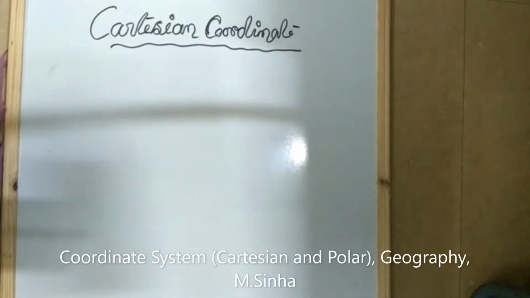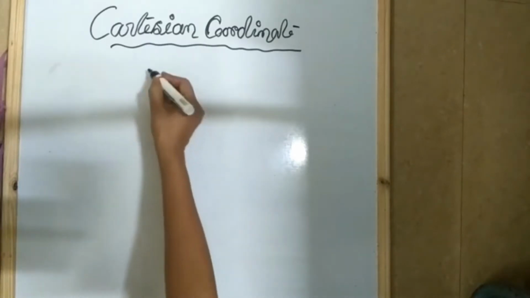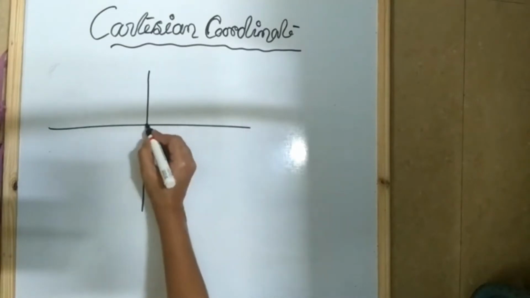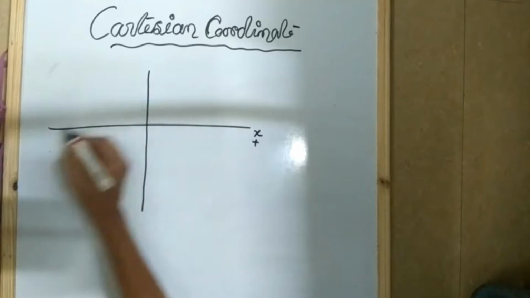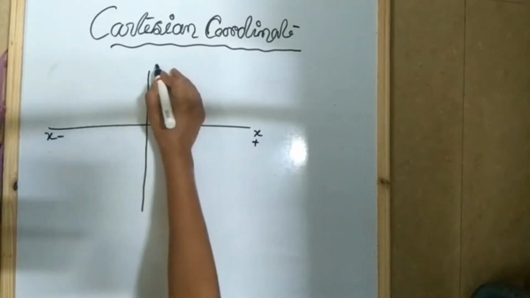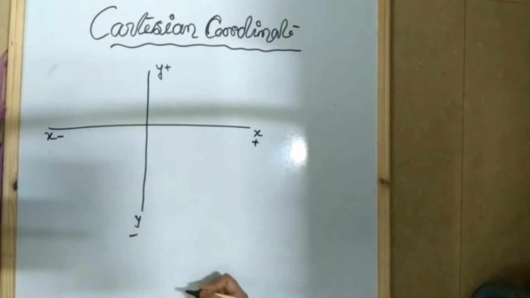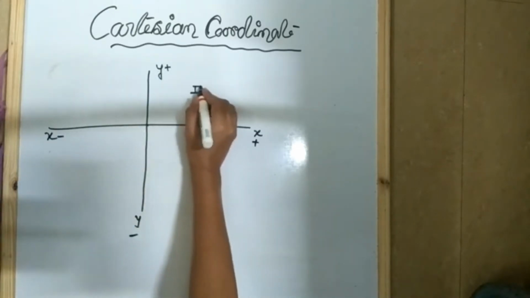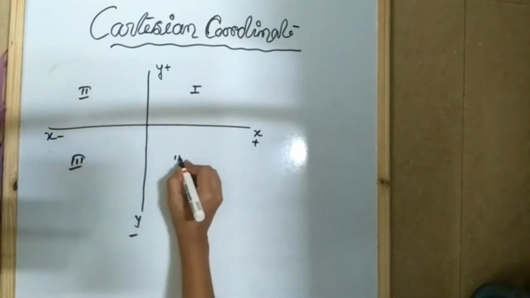We are talking about the Cartesian coordinate system. It is very easy to draw the Cartesian coordinate system. This is the positive x-axis, this is the negative x-axis, this is the positive y-axis, this is the negative y-axis. This is zone 1, 2, 3 and 4.